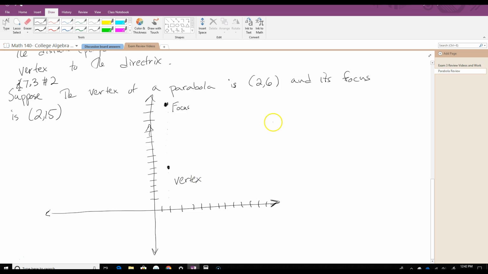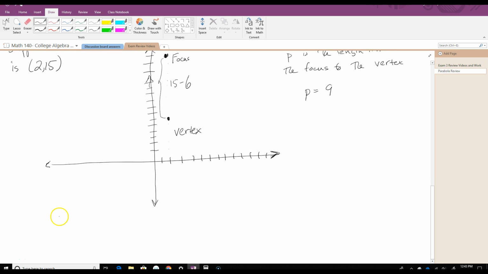Now what we said is p is the length from the focus to the vertex. I do actually know what that is. That's 15 minus 6, so p equals 9. And there we go.